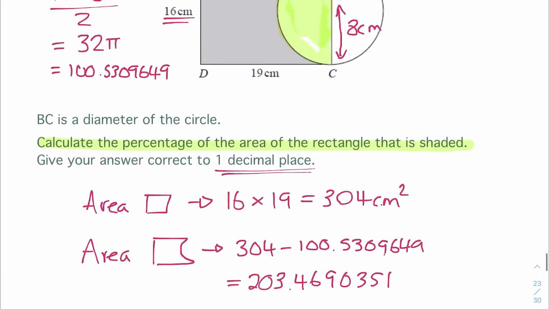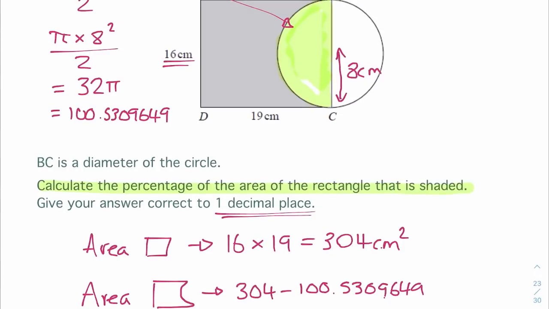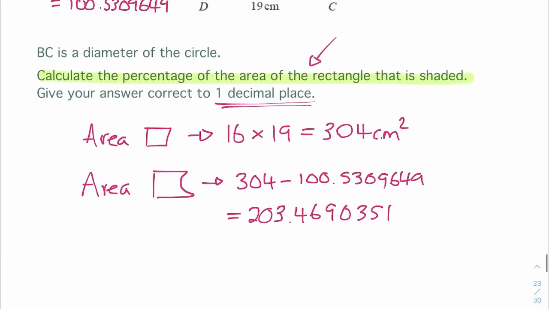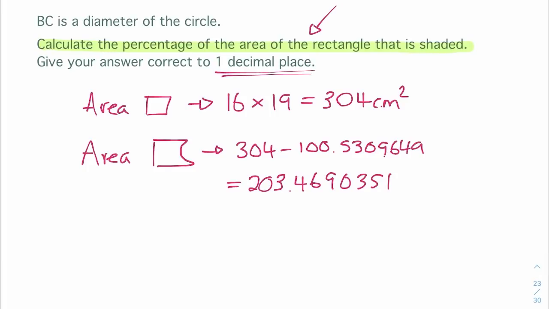Okay, so we've got all the areas that we need. We've got the area of the semicircle, the shaded part, the whole rectangle. Let's just go back to this highlighted line. So calculate the percentage of the area of the rectangle that is shaded. So we want the shaded part over the total. Okay, so the shaded part is 203.4690351 out of the overall area of the rectangle, so out of 304.